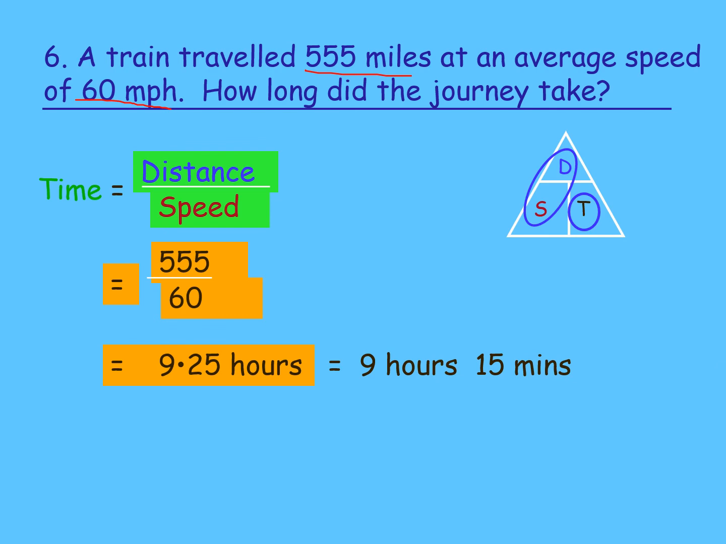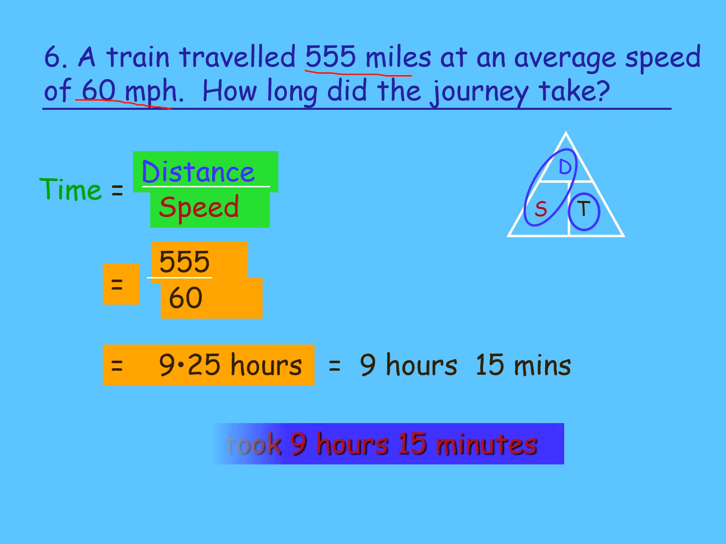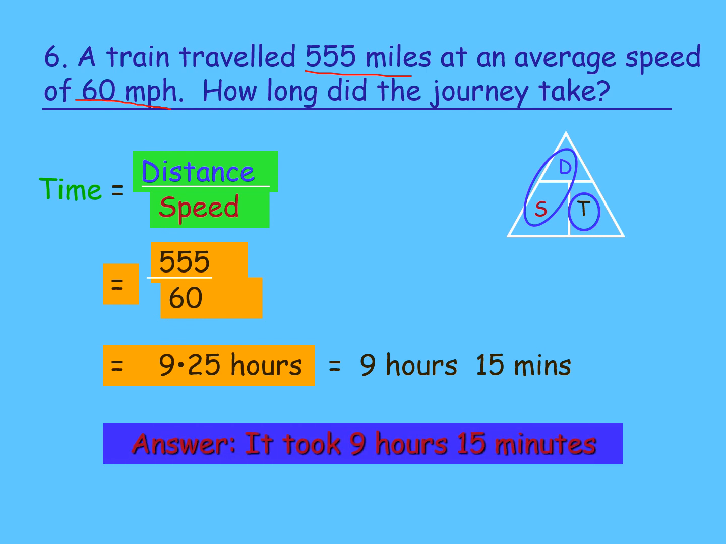How did we convert 0.25 hours into 15 minutes? Simply by multiplying 0.25 multiplied by 60. So you will have 15 minutes. So the answer is it took 9 hours 15 minutes for the journey. Okay.